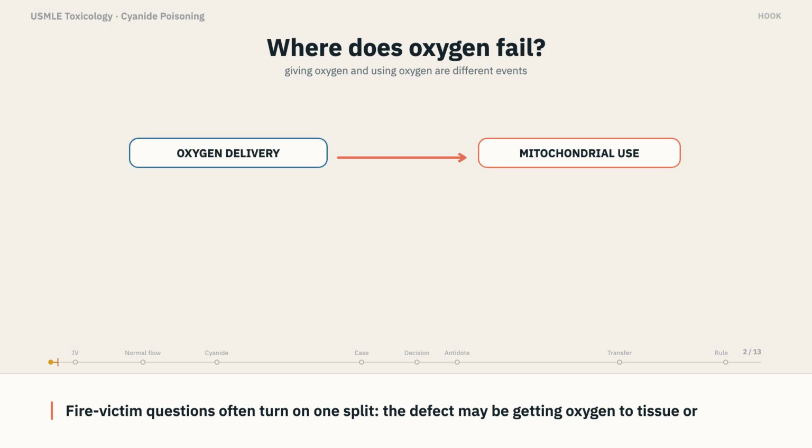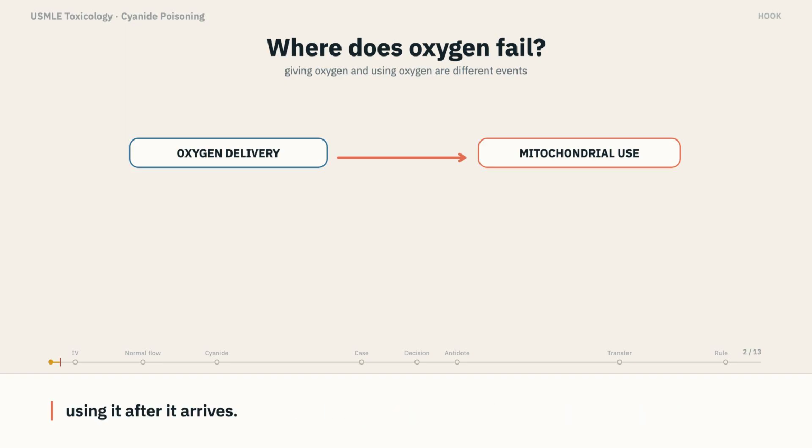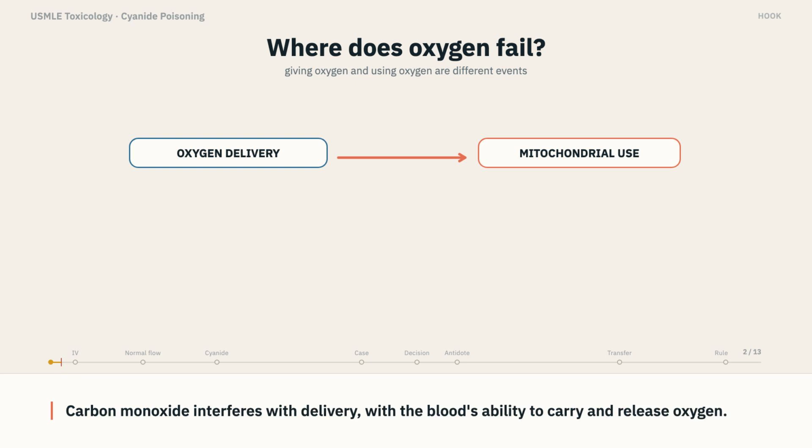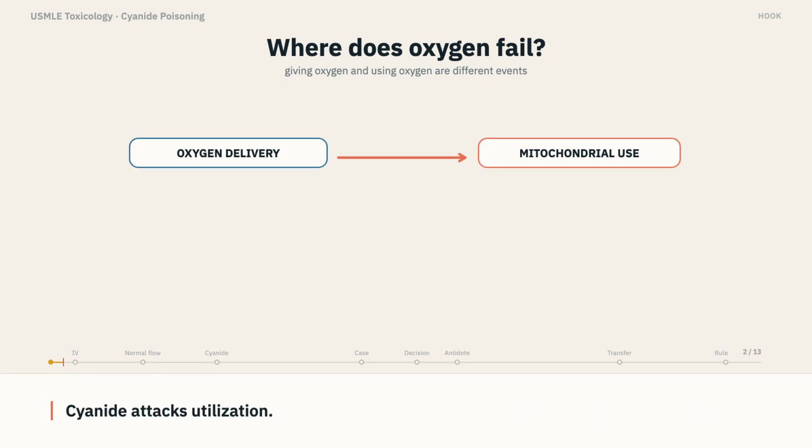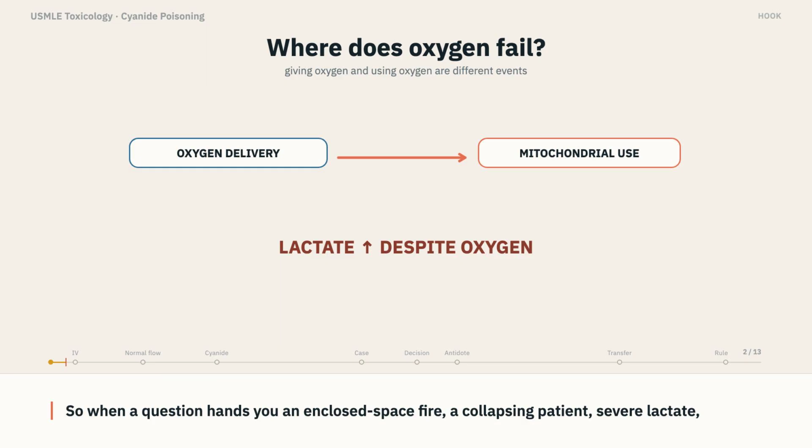Fire victim questions often turn on one split. The defect may be getting oxygen to tissue or using it after it arrives. Carbon monoxide interferes with delivery, with the blood's ability to carry and release oxygen. Cyanide attacks utilization. Oxygen may reach a tissue while its mitochondria still cannot finish the job. So when a question hands you an enclosed space fire, a collapsing patient, severe lactate, and a cyanide antidote, ask whether the tested defect is oxygen delivery or oxygen utilization.